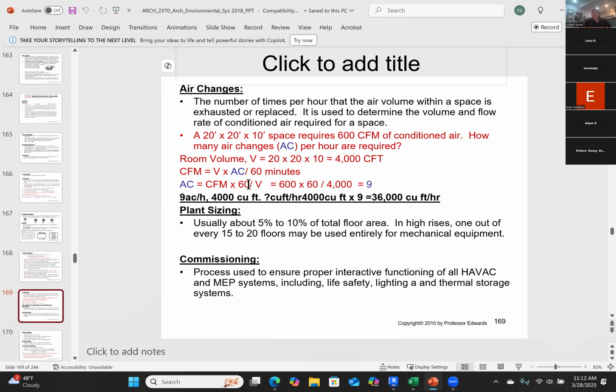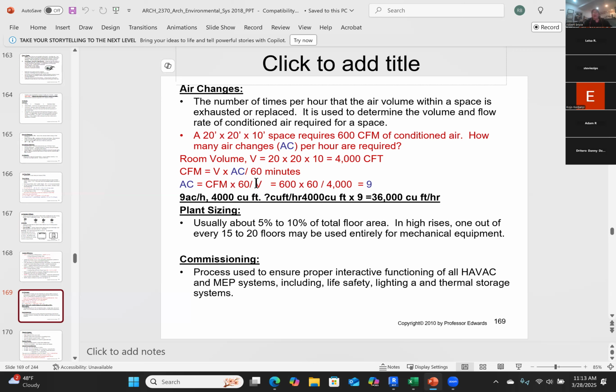Why is that air changes per hour? Because air changes per hour equals CFM times 60 divided by the volume. We've given the CFM of 600, where 60 is 60 minutes in an hour, and the volume we knew was 20 by 20 by 10. In order to come up with air changes per hour, we take CFM times 60 divided by the volume.